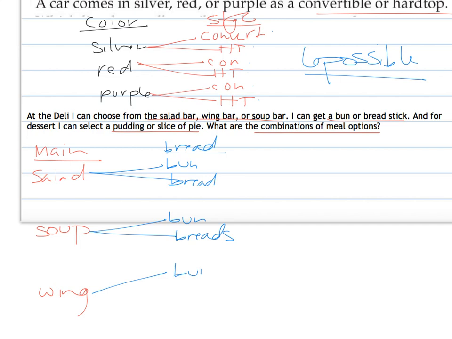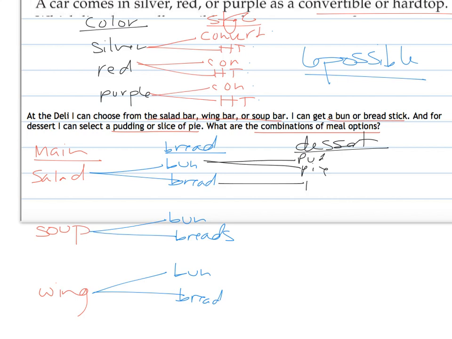Wings, I could get a bun and a breadstick. And then my third option to make my meal complete is dessert. So I could get a salad, bun, and then I could choose from pudding or pie. So with each of these, I still have those two options.